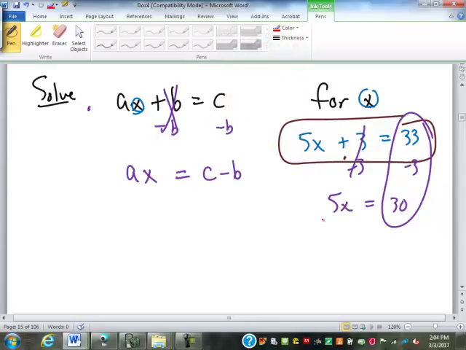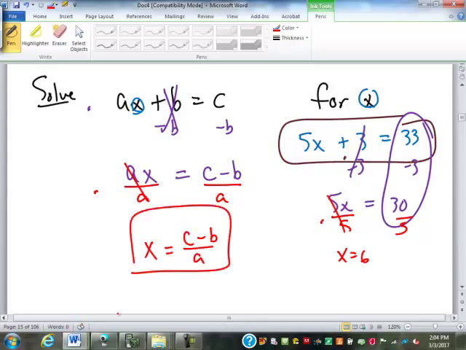On this side, what's my next move to solve this? We divide by 5. So x equals 6. Over here, the equivalent move is divide by a. So that is gone, leaving me with x. Again, I can't combine on the right side, so c minus b divided by a. I'm going to leave it as a fraction with c minus b over a. And that's it.